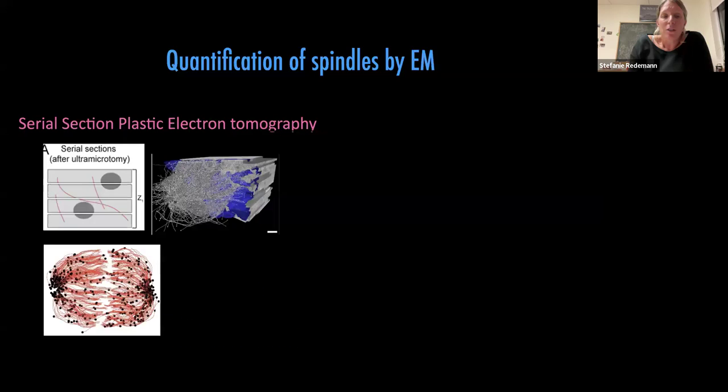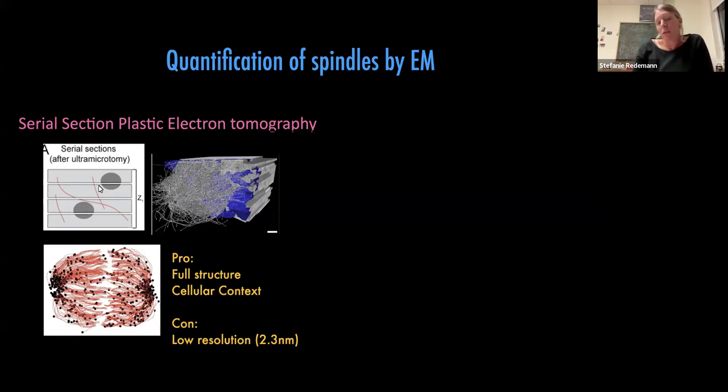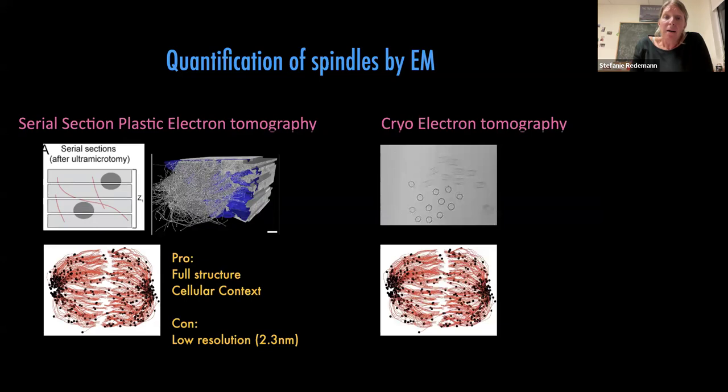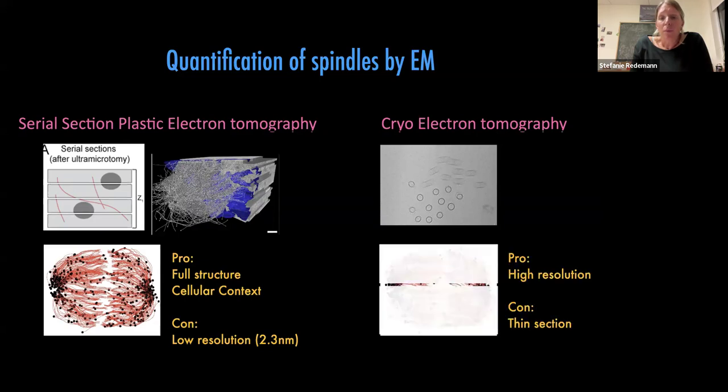Just to put this in context, before we did these large-scale reconstructions, and they're great because they provide a full structure and cellular context, but they come at a somewhat lower resolution of 2.3 nanometer. If we were going to do cryotomography, then we may get a higher resolution. But the problem is that because we're going to do this in a cell, we are really limited to this really small area that will be left for imaging.